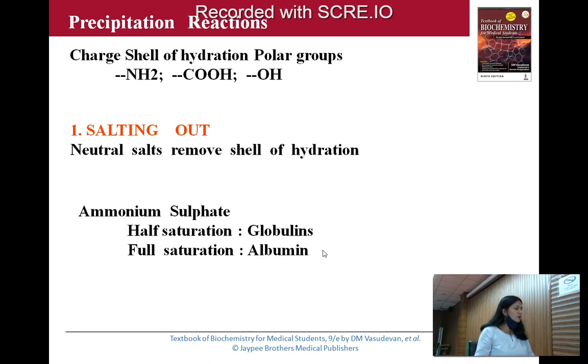On the other hand, globulin's molecular weight is more when compared to albumin. The surface area is less, so the hydration layer is less. So it is easier to precipitate out globulin when compared to albumin. A half saturated solution of ammonium sulfate will precipitate globulin, but to precipitate albumin, you need a fully saturated ammonium sulfate solution.